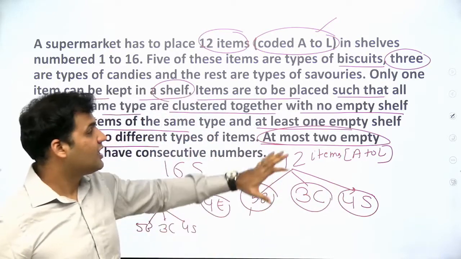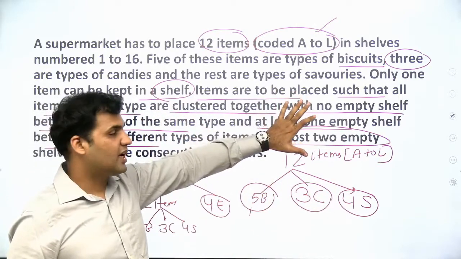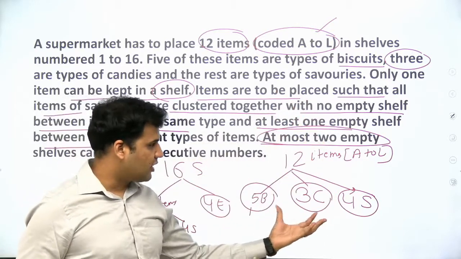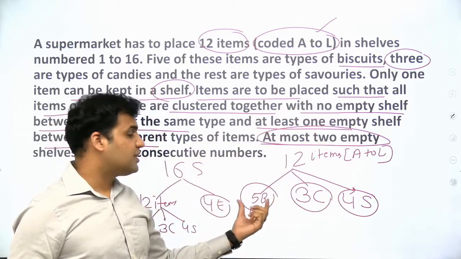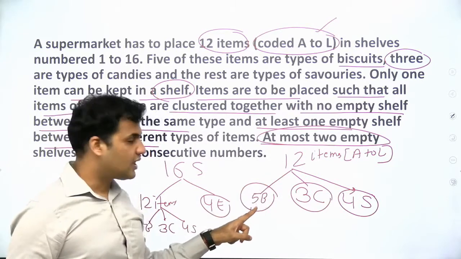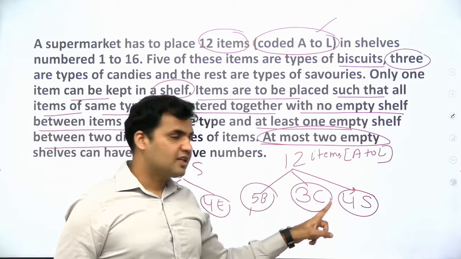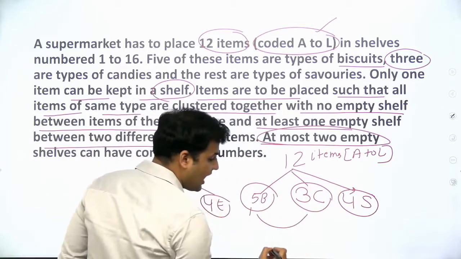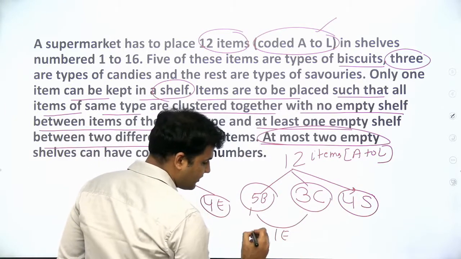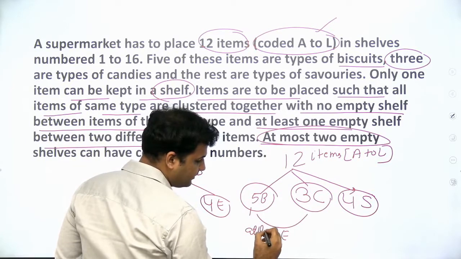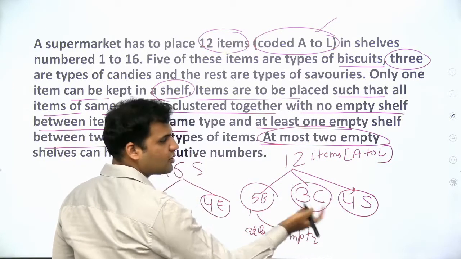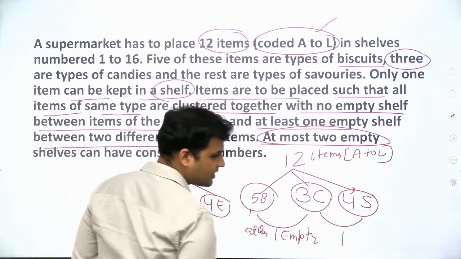So it's very important, either you keep all this information in mind, or you just note it down in some symbolic form, the way I have noted down that out of 12 items, 5 biscuits are supposed to be clustered together, 3 candies are supposed to be clustered, 4 savories are supposed to be clustered, and there has to be at least one empty shelf, at least, right? One empty shelf between biscuit or candies or biscuit, right? Same is the case here also.